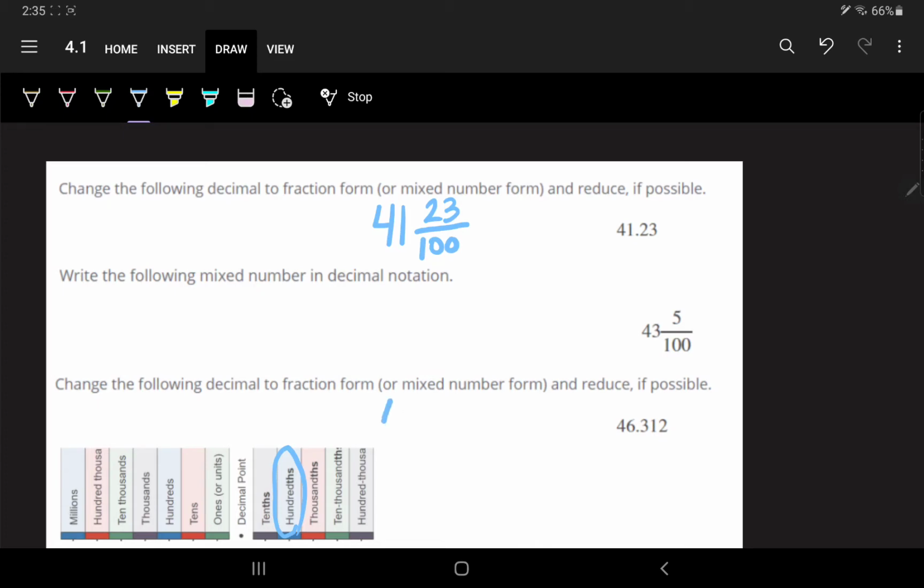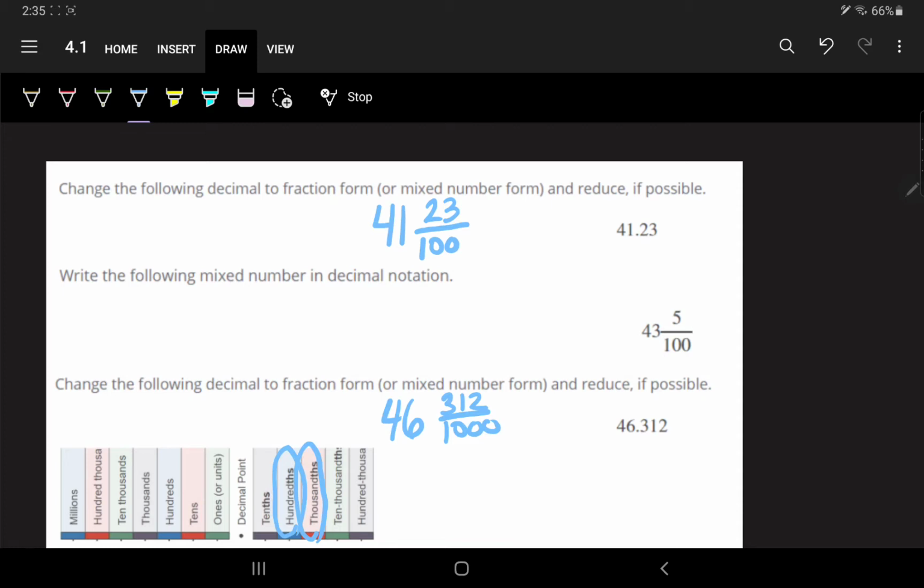So again, I'm going to write 46, and then I see I have 3 decimal places. If I look back at my graphic, 3 decimal places is right here, thousandths. I'm going to write 312 thousandths, like this. Now this one, though, will reduce.